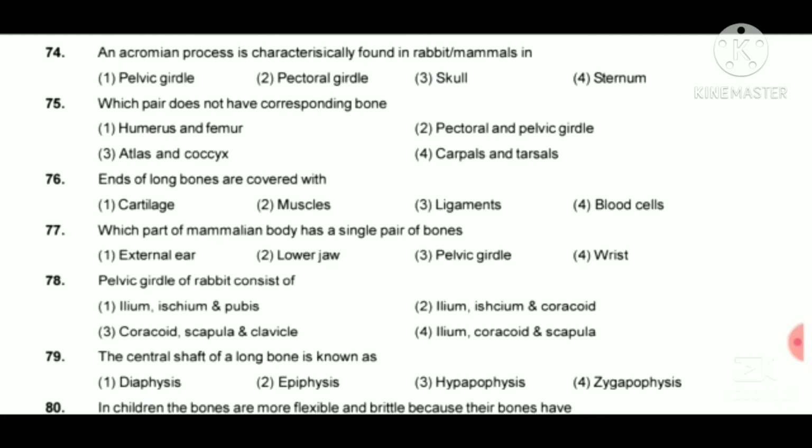Next is question number 79. The central shaft of a long bone is known as number 1, diaphysis, number 2, epiphysis, number 3, hypophysis, number 4, zygapophysis. Now diaphysis is the shaft and central part of the long bone, whereas epiphysis is the round end of the long bone, and hypophysis is the element of vertebra developed from the ventral side of the centrum, and zygapophysis is one of the several processes on the vertebra that articulate with the corresponding process on the adjacent vertebra. So the answer is option number 1, diaphysis.